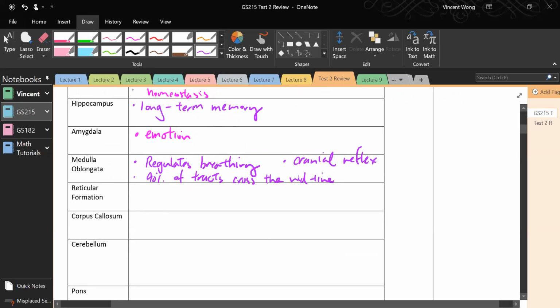Reticular formation. Yes, Patrick, go ahead. What is that last word right there where it says 90% of tracts? Oh, yes, sorry. Cross the midline, the middle. Midline. Thank you, sir. No, thank you. At the medulla oblongata.